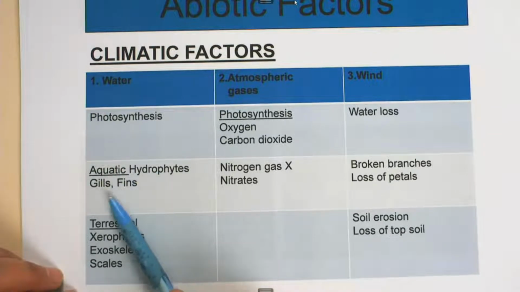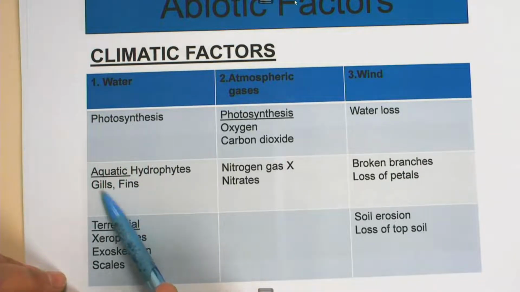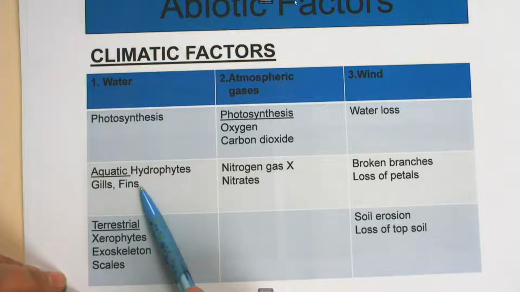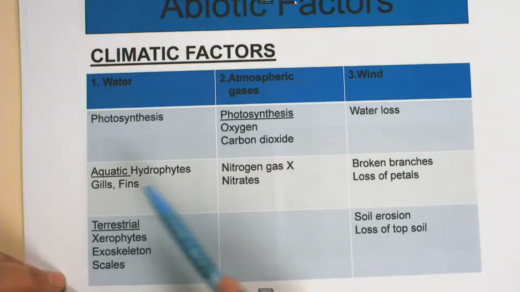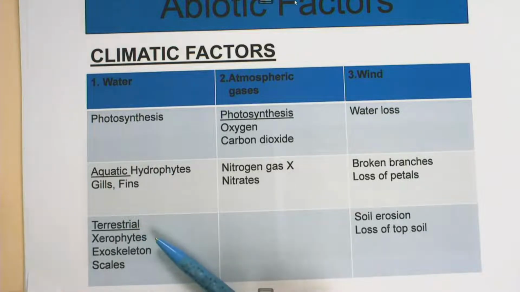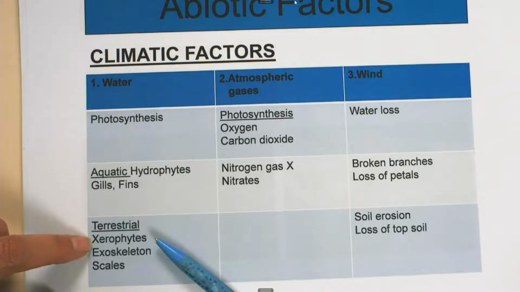Aquatic, how are animals adapted to stay in water? They have gills and they have fins. And then on land, terrestrial, we have xerophytes, meaning plants that don't need a lot of water. And then also we find scales on animals to protect against evaporation of water out of their body, and we will find them in the very warm areas like a desert or Karoo.